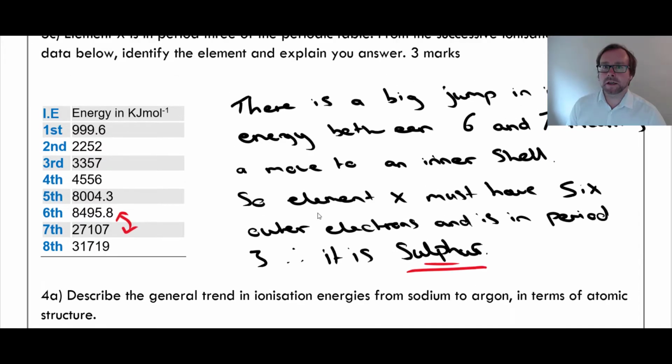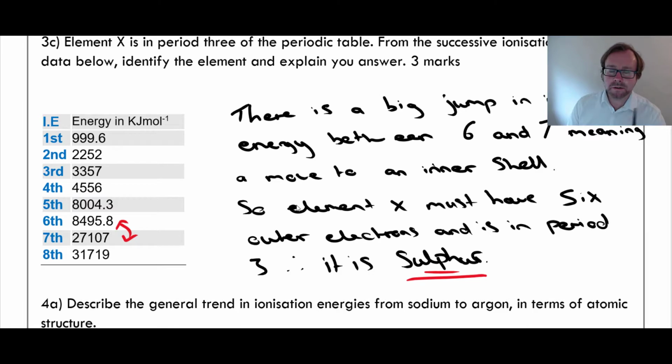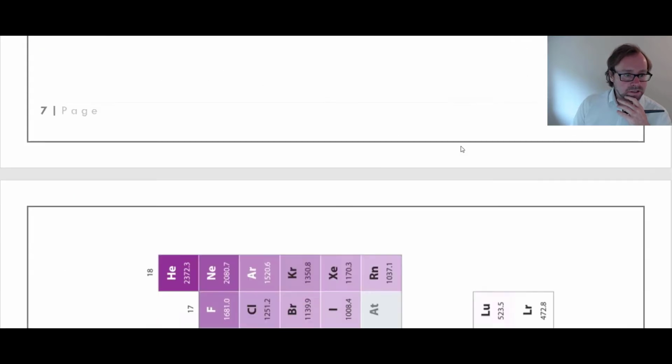Okay, the only slightly tricky bit in this is that there's two jumps, but you're looking for the biggest jump in ionization energy. So the biggest jump in ionization energy is between the 6th and 7th. So there is a big jump in ionization energy between 6 and 7, meaning a move to an inner shell. So element X must have 6 outer electrons, and we know from the question that it's in period 3, therefore it is sulfur.